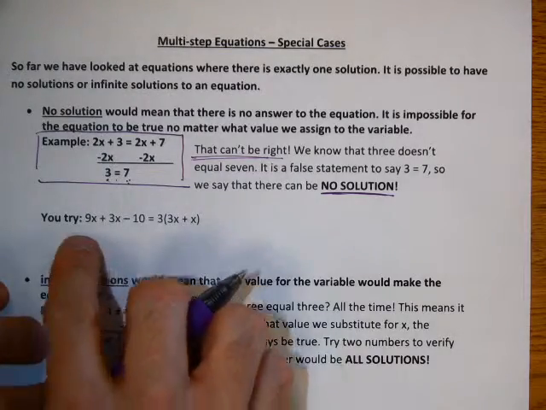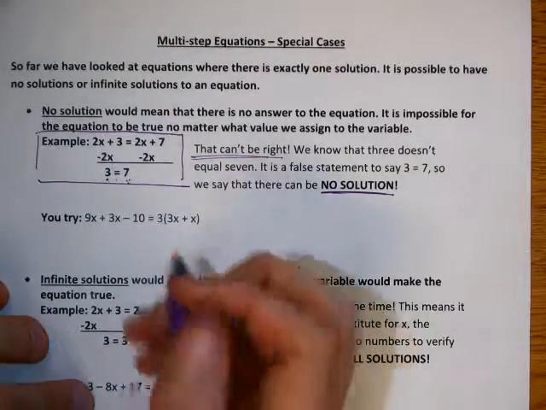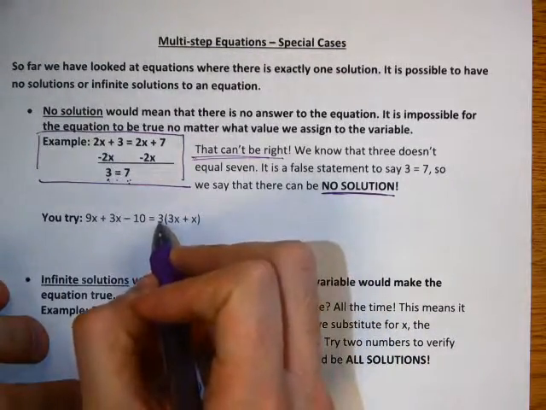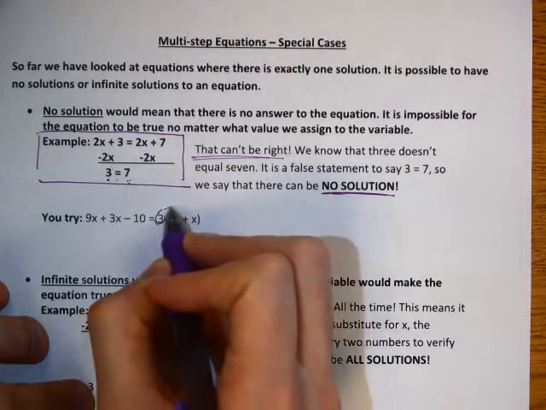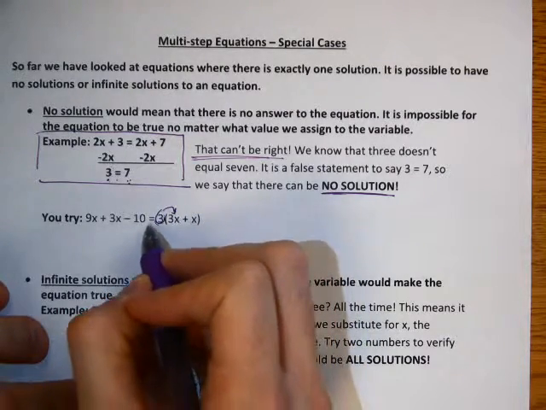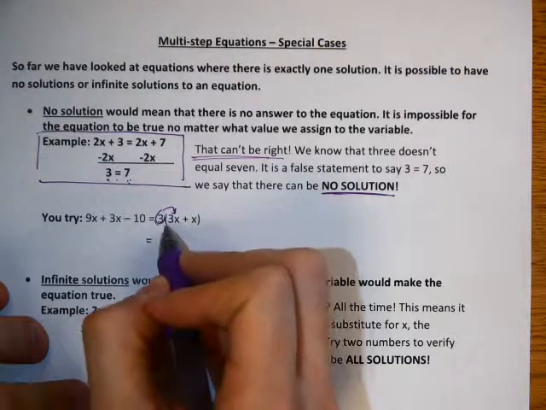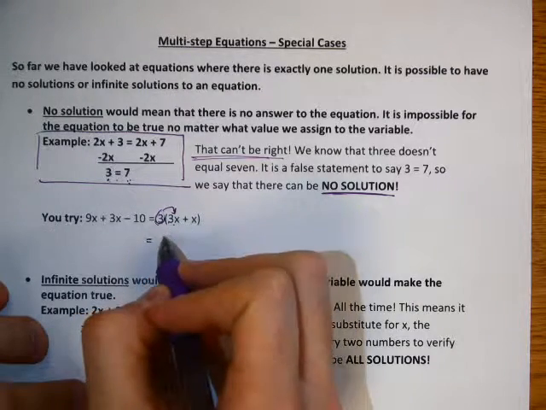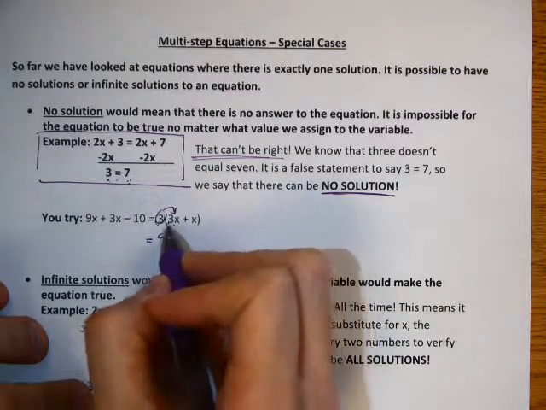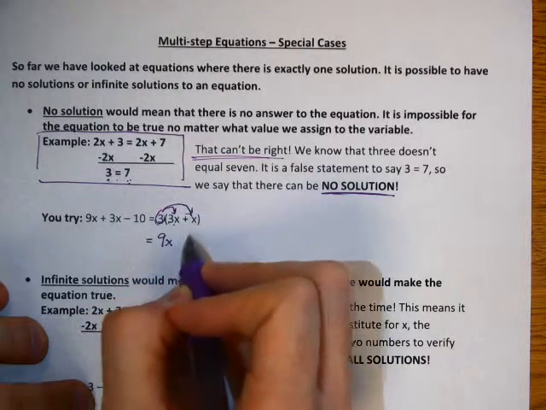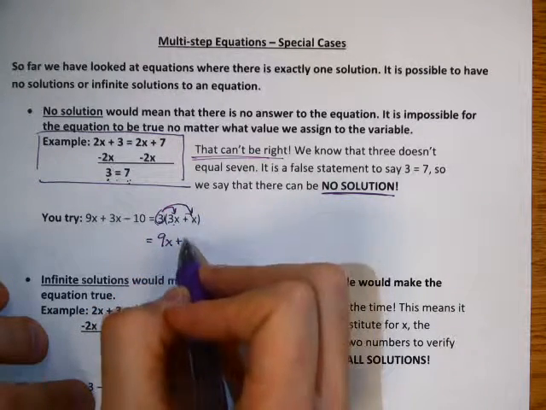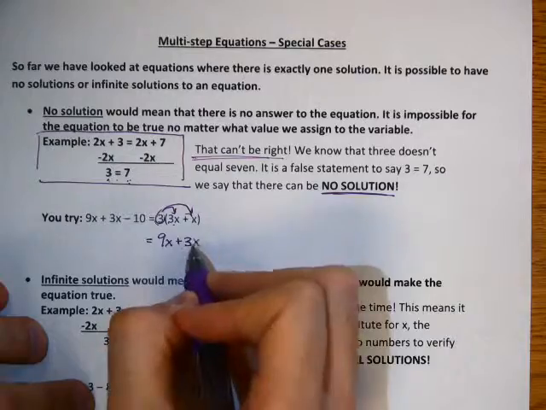So in solving this multi-step equation, we're going to use the distributive property first. So it's 3 times 3x. I'm going to keep my equal sign here to remember what side of the equation I'm on. So 3 times 3x. 3 times 3 is 9. The x is going to stay. And then 3 times x. Well, we don't know what x is, but 3 times x.